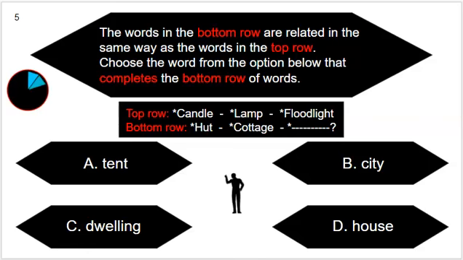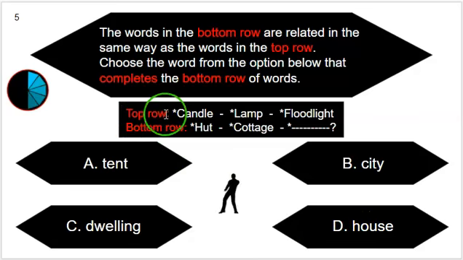The words in the bottom row are related in the same way as the words in the top row. Choose the word from the options below that completes the bottom row of words. The answer is option D, house.